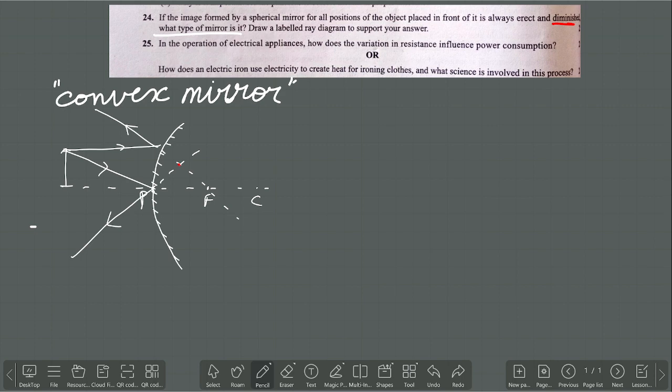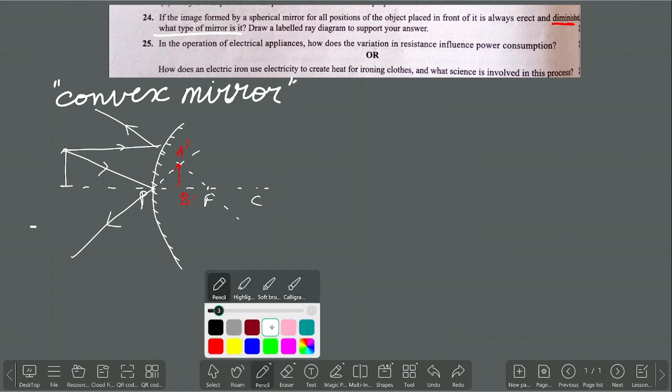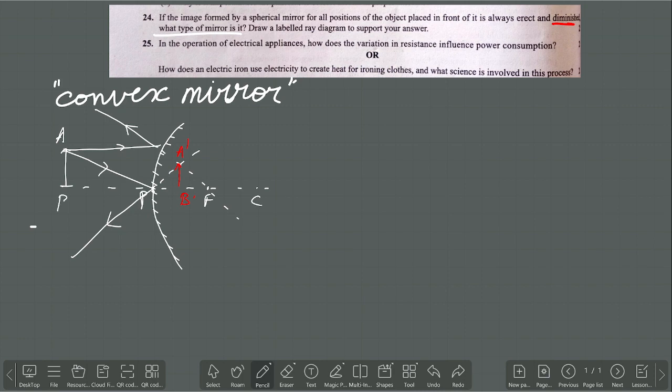At this point, keep a dot and join it to the principal axis and mark this one as A dash and this as B dash, and mark this one as A and this one as B. Always the head of the object must be represented as A, and the head of the image as A dash, and the tail of the object must be B, and the tail of the image B dash. Completed.